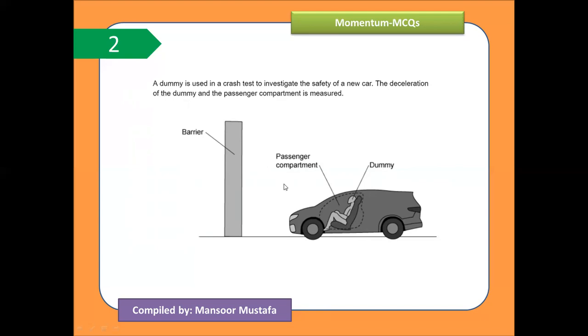Now the question is why this is so. If they are moving with the same speed, they must have the same deceleration. But according to the question, the deceleration of the dummy, in real life the deceleration of the driver, will be less than the deceleration of the passenger compartment. Now the reason is that there is an airbag inside modern cars, so that airbag actually reduces the deceleration of the driver.